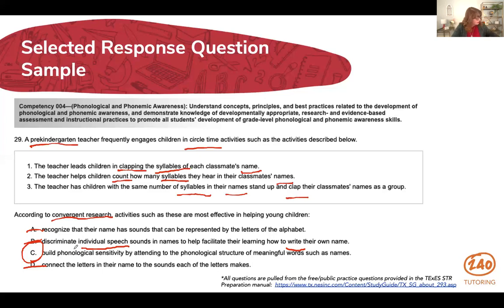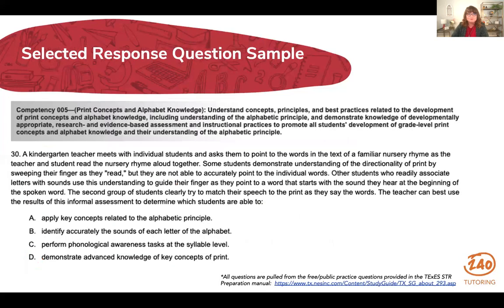I'm just going to check comments, make sure we don't have any questions. Okay, nothing that needs to be answered at this moment. So we're going to move on to the next question.